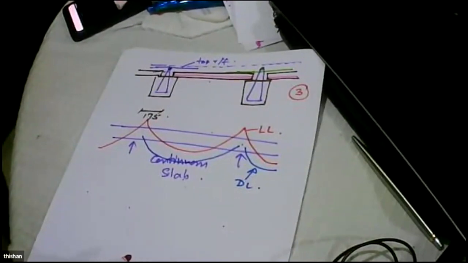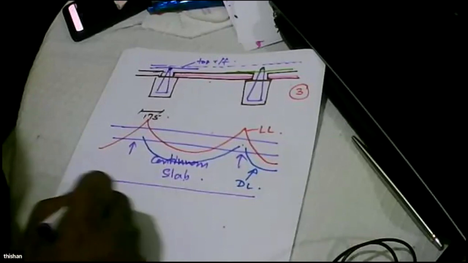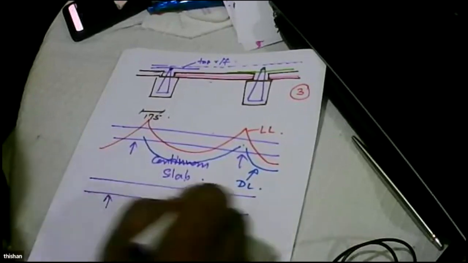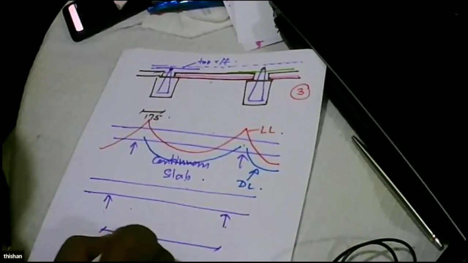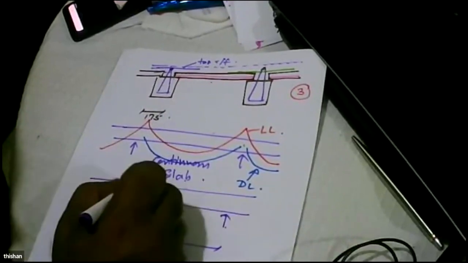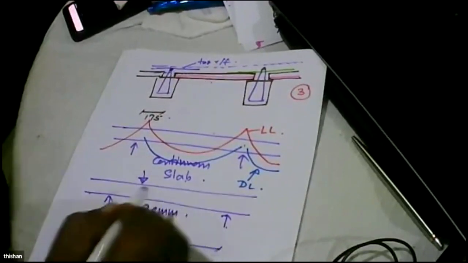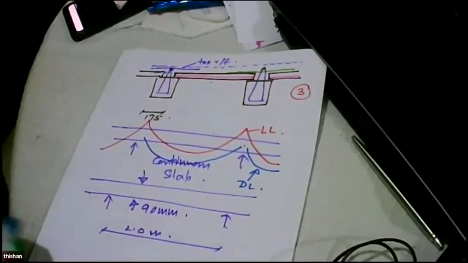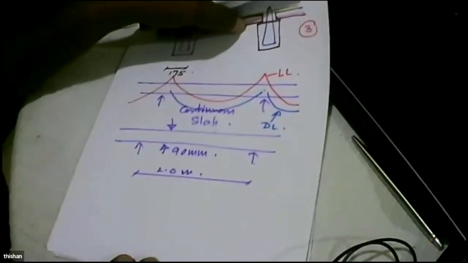Then we proposed to optimize the amount of reinforcement needed. Now you can see it's a very efficient system because the slab is continuous, and every 2 meters it's supported. It has a thickness of 90 millimeters. Now our aim is to minimize the amount of reinforcement.